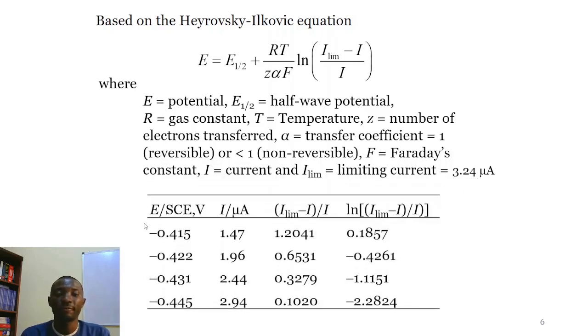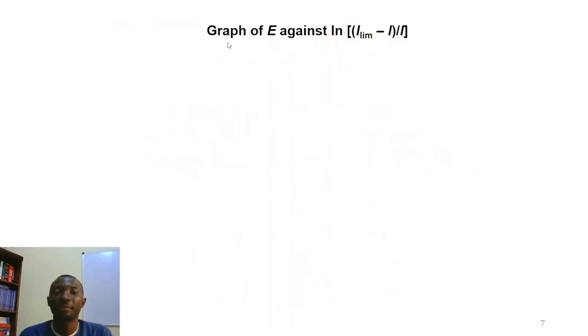Based on this, we draw the following data table. E, the potential, current, we take the difference between the limiting current and the current and divide by the current. That gives these values. We take the natural logarithm of this to obtain this set of values. Next, we are supposed to make a plot of E against ln((ILM minus I) over I).